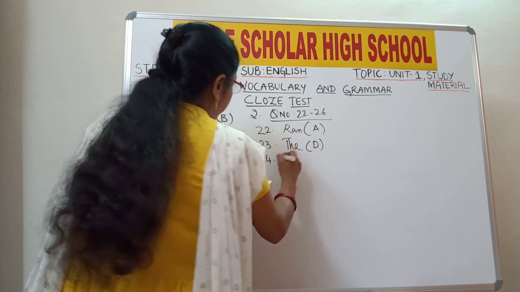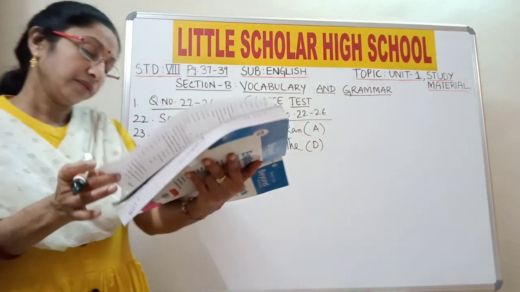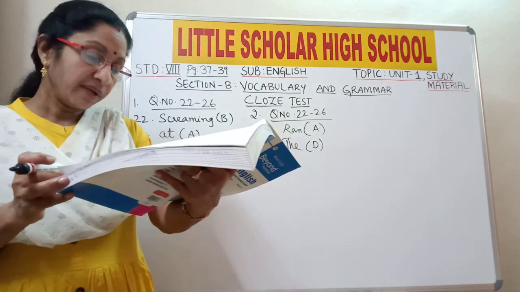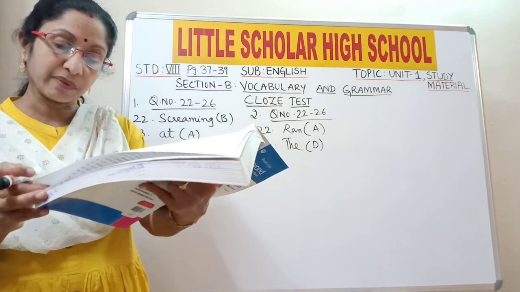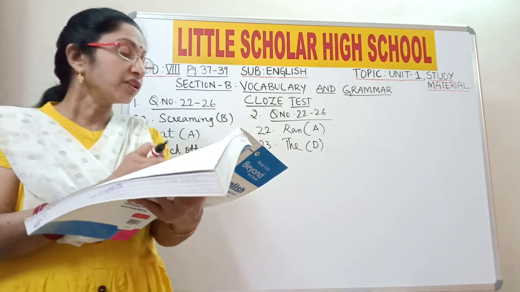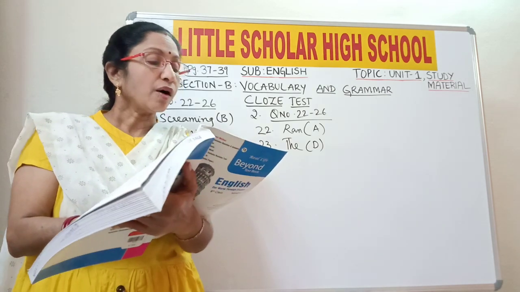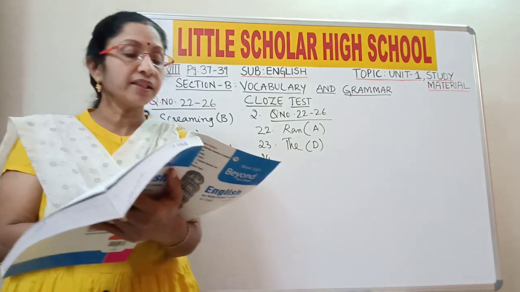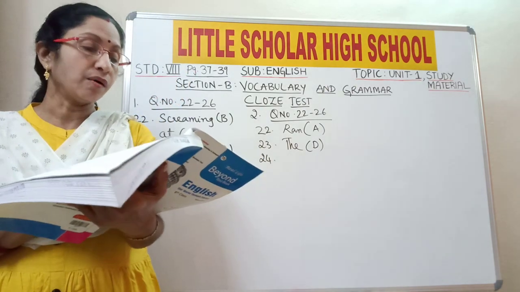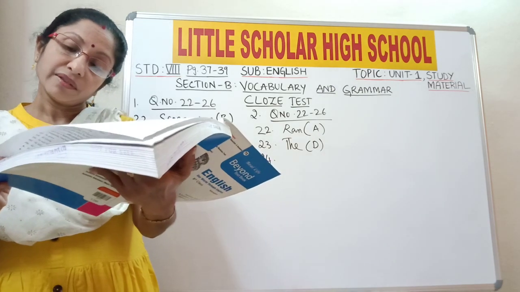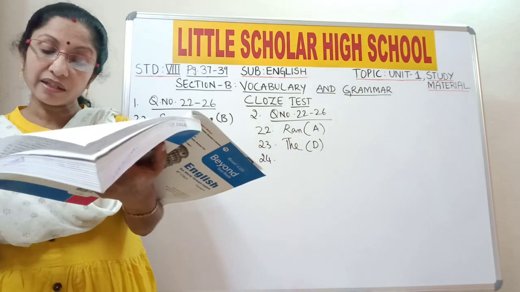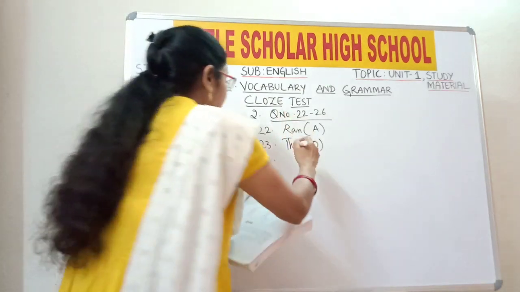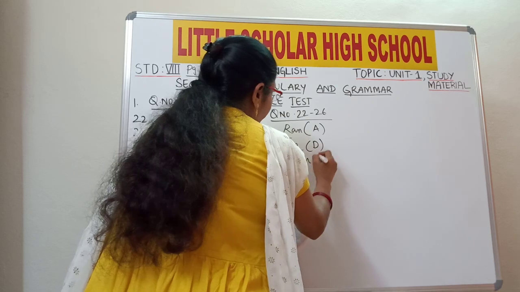Question number 24. The rabbit ran fast. Option A, where. Option B, when. Option C, why. Option D, how. So, the rabbit ran fast. When did the rabbit run fast? When the race began. So the answer is when. It is option B.